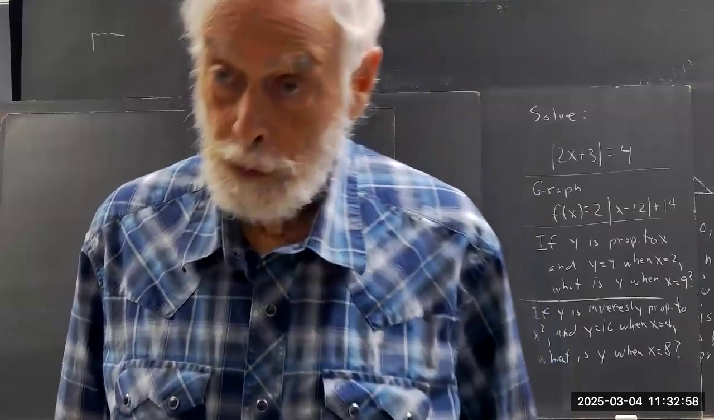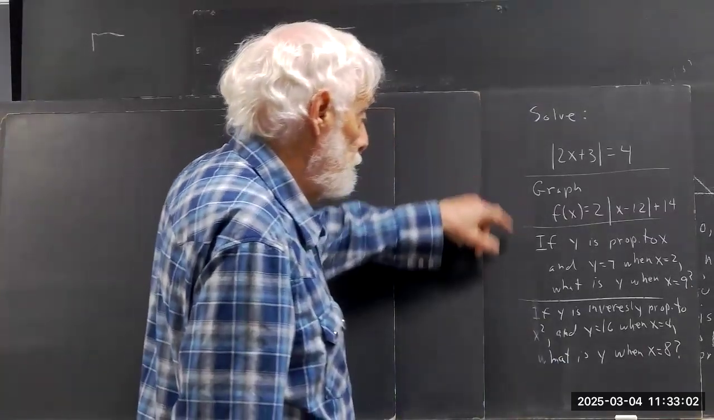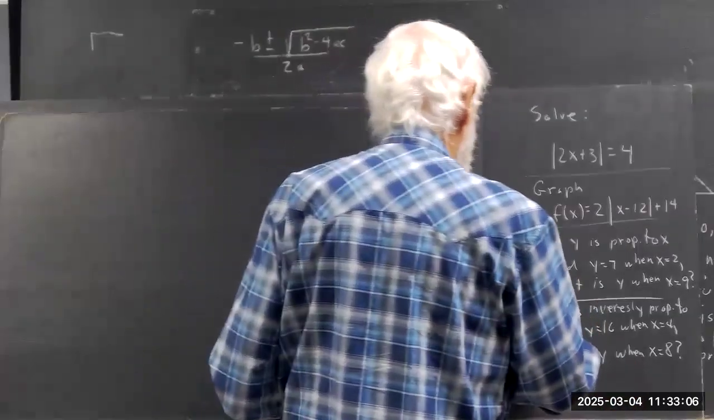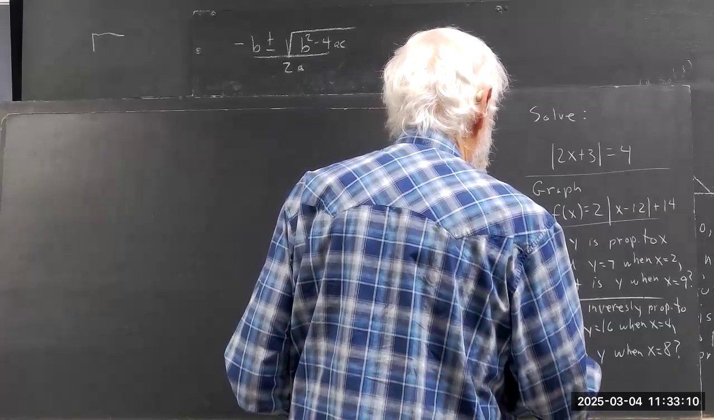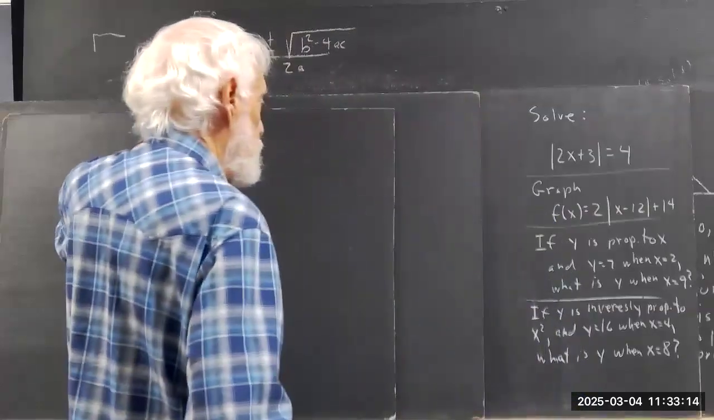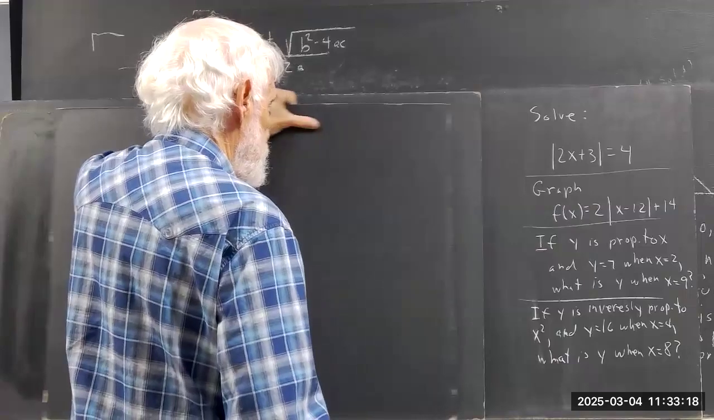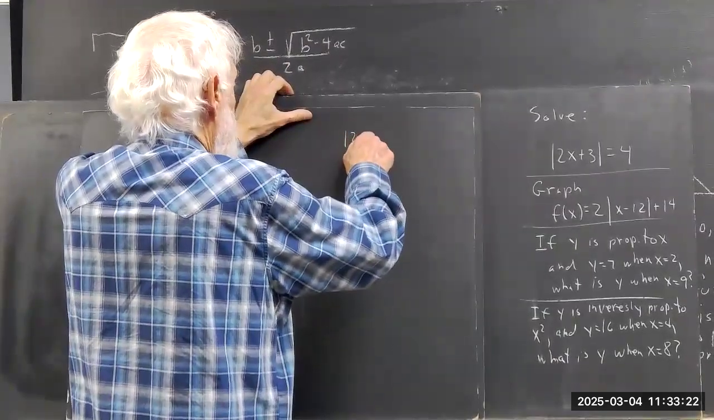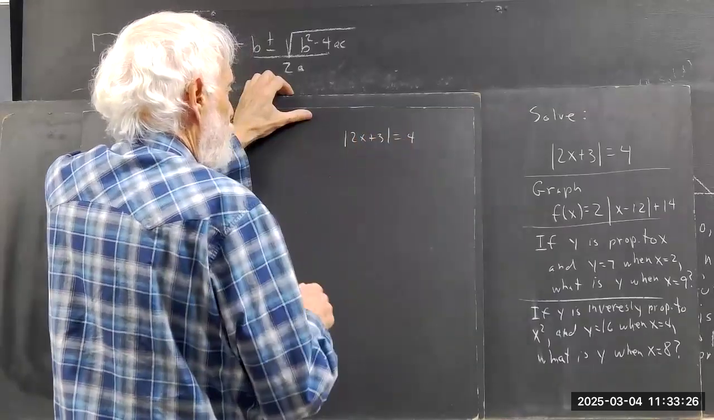Okay, with that, we're going to turn to the quiz for today. And right here's the quiz, in case you're viewing this and you weren't here. So let's just quickly see what it takes to solve these problems. Okay, so first one is absolute value of 2x plus 3 equals 4.